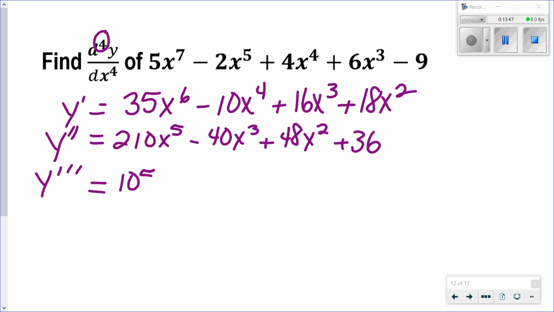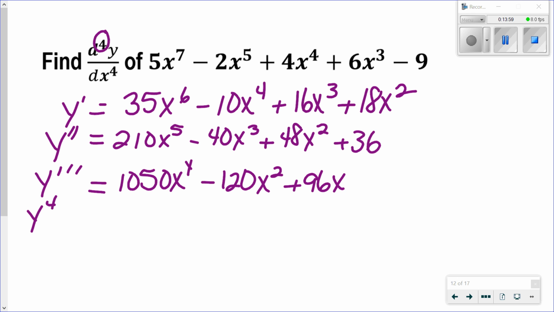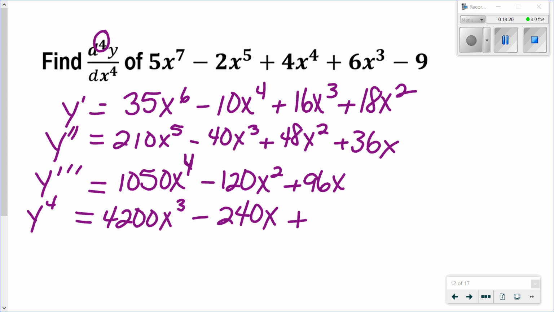Y triple prime is 1050x to the 4th minus 120x squared plus 96x, and the fourth derivative is 4200x cubed, that one should look like a 4, sorry, minus 240x plus, that should have been an x, I'm so sorry, that should have been a plus 36, plus 96. I just left that guy right off.